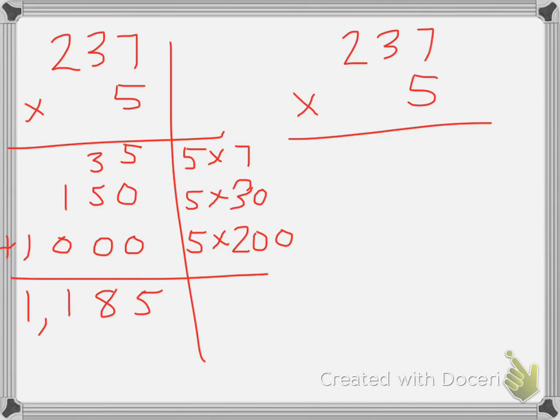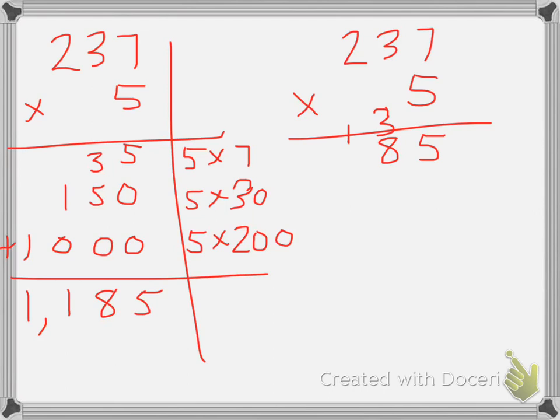Alright, so let's see what all that renaming looks like in our standard algorithm. I have 5 times 7 again, which gets me 35. I record the 5 in my product. I rename the 3. Now I have 5 times the 3 tens, which gets me 15 tens. 15 tens plus 3 tens actually gets me 18 tens. So the 100 gets renamed, the 8 gets recorded.